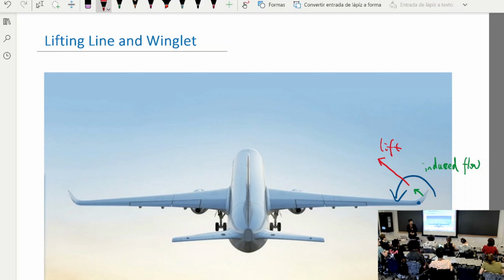Yes? It makes the lift more in this direction. Yes, it makes the lift more, but more importantly, which direction does it tilt the lift?